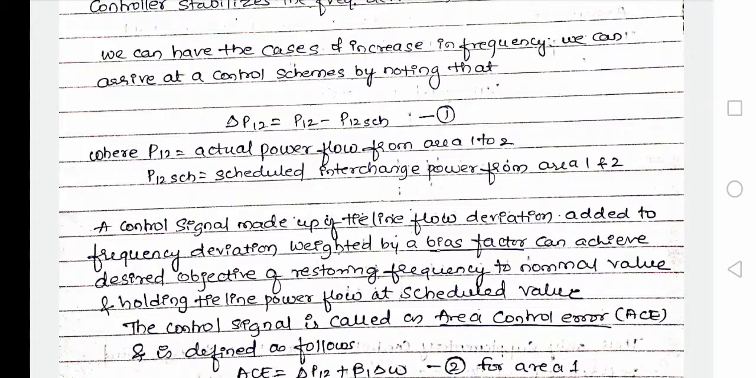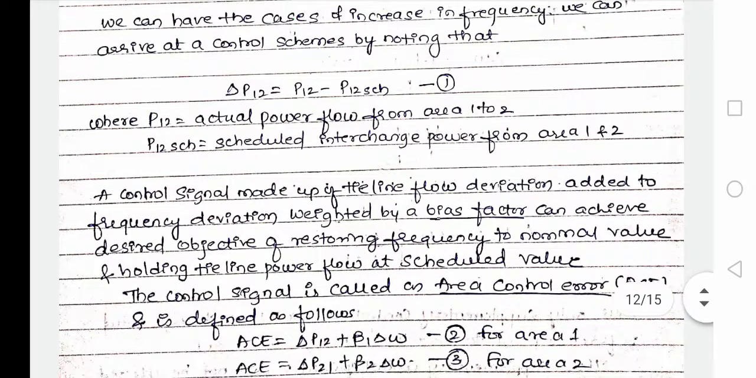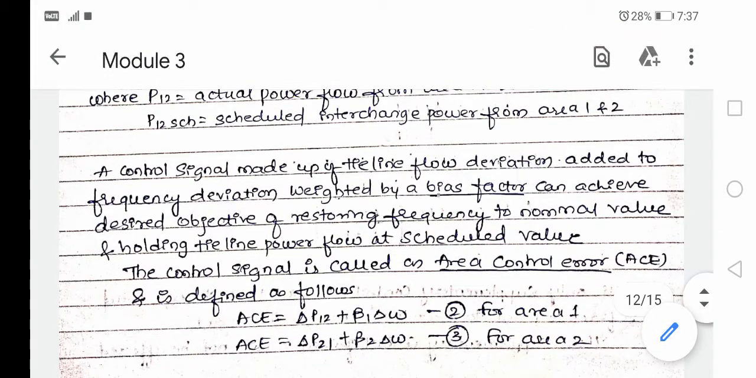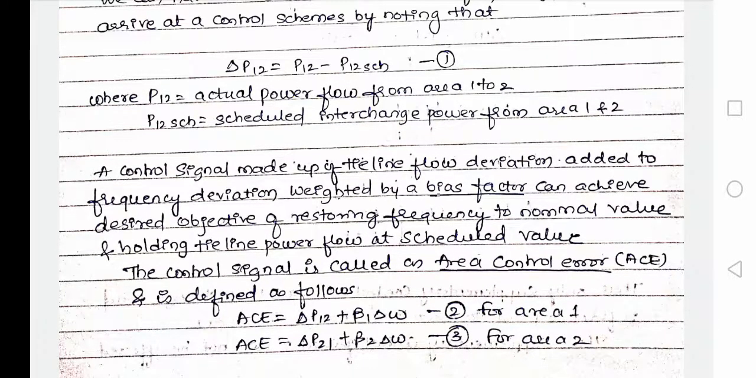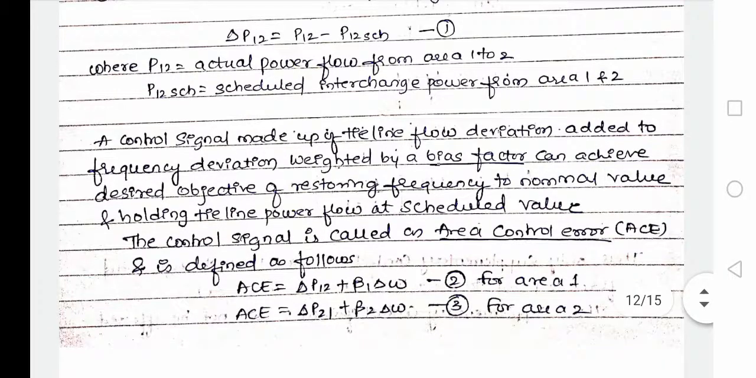We are having two powers here. One is the scheduled interchange of power and another one is the actual power. If you subtract those two, then you will get delta P12. That is nothing but the difference in the power from area number 1 to 2.